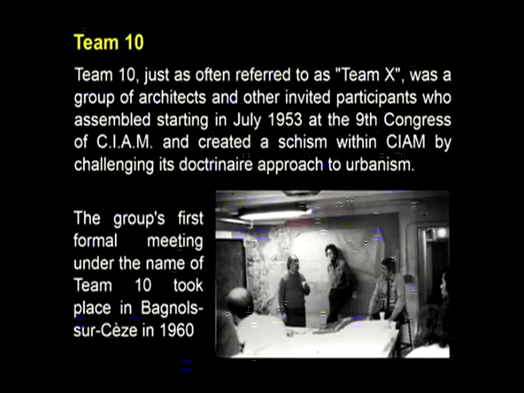Team 10, often referred to as Team X, because X is the Roman numeral for 10, was a group of architects who started assembling in July 1953 at the 9th Congress of Siam, and created a schism within Siam by challenging its doctrinaire approach towards urbanism. They broke away from Siam, and then they started Team 10.